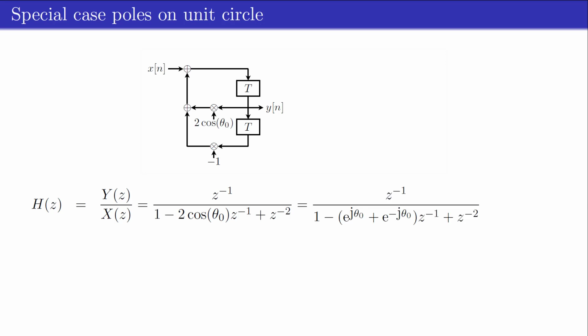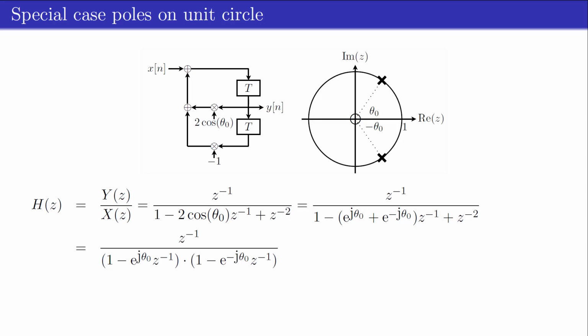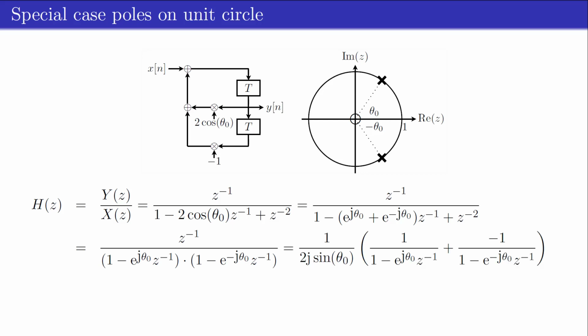By using the Euler expression for cosine theta 0, it follows that the system has two poles which are located on the unit circle at angles plus or minus theta 0, as depicted in the pole-zero plot. As discussed in the module about the Z transform, we can split this last expression for H(z) into two first-order terms, which leads, via the inverse Z transform table, to an expression for the impulse response h[n] of the given system.